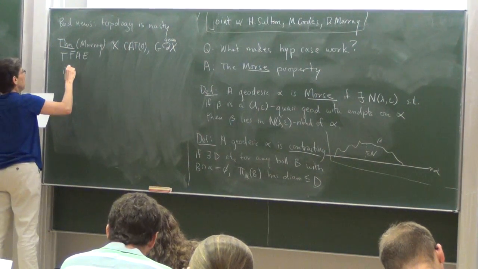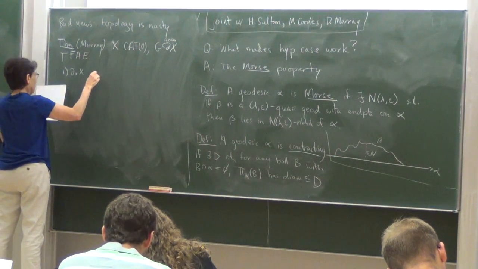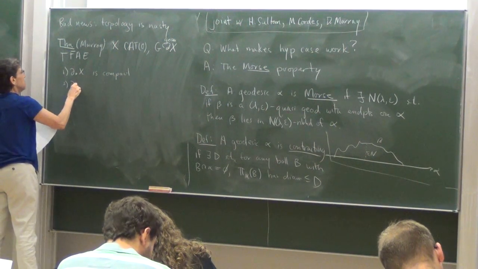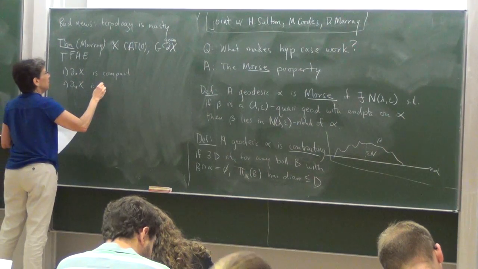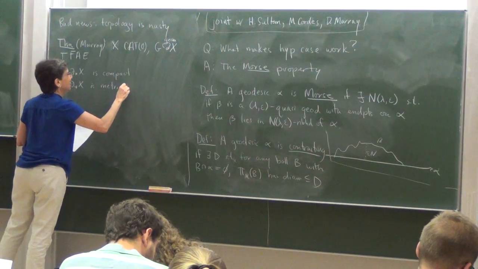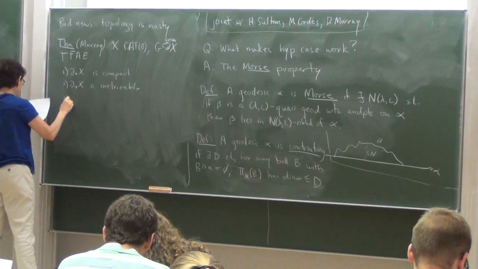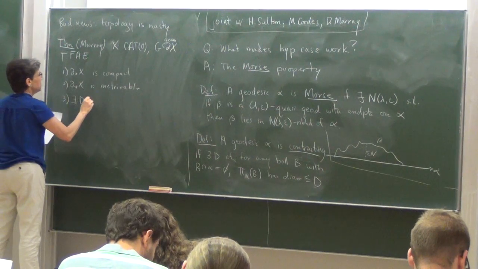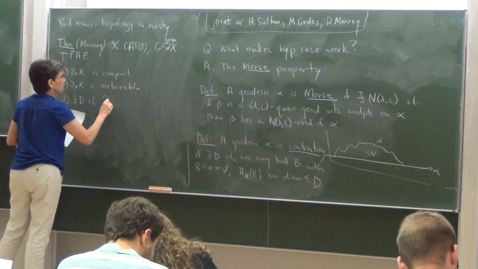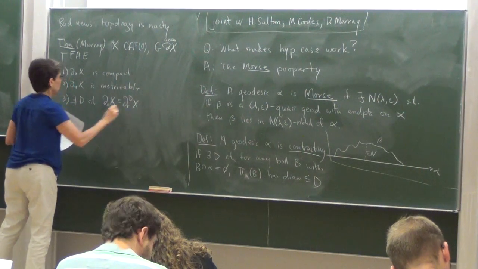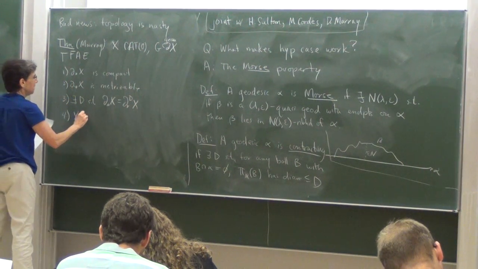One, the Morse boundary with the direct limit topology is compact. Two, the Morse boundary is metrizable. Three, there exists a D such that the Morse boundary is equal to the D-Morse boundary, that is, there is a universal constant. And four, X is delta hyperbolic.